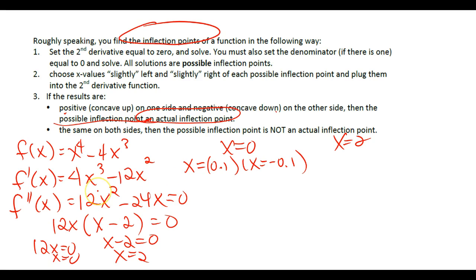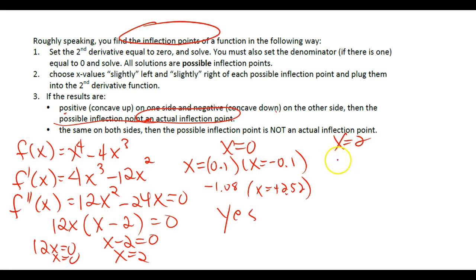Okay, so if I plug in 0.1 squared times 12 minus 12 times 0.1, this is a negative 1.08. Let's look at this one. We'll put a negative 0.1 in. So if I put this in, I go negative 0.1 squared times 12 minus 24 times 0.1, which is plus 24 times 0.1. And this is a positive. So yes, it's an inflection point.